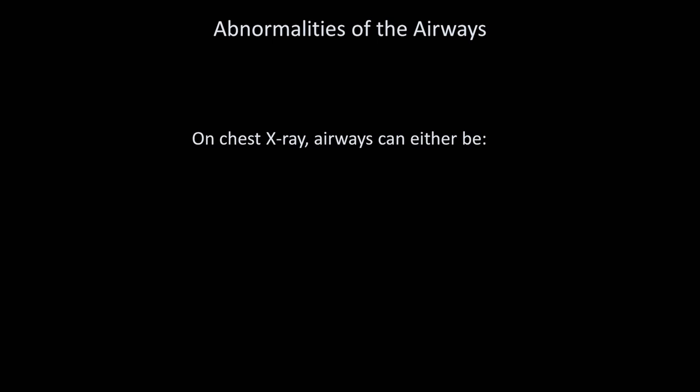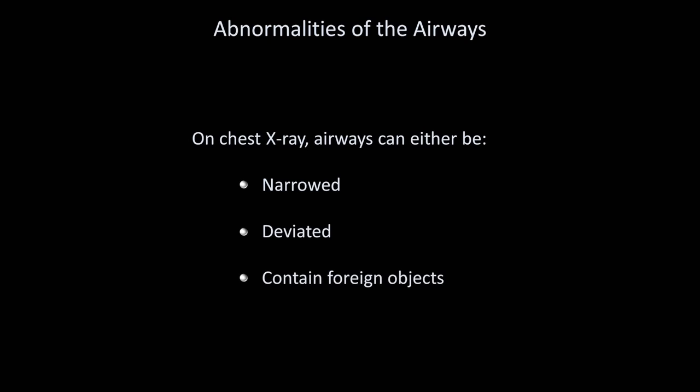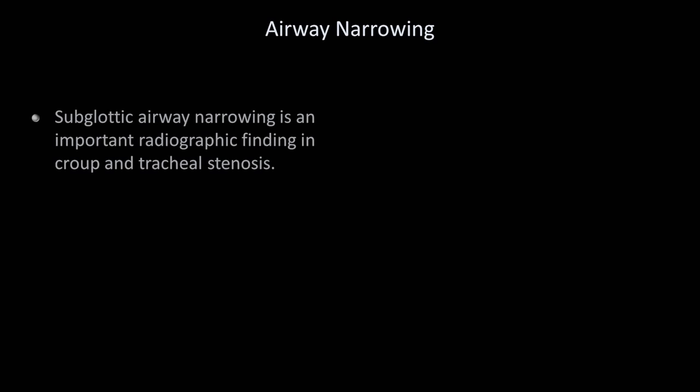On the chest x-ray, the airways can either be narrowed, deviated, or on occasion contain foreign objects. There isn't much to say about airway narrowing, other than the fact that subglottic airway narrowing is an important radiographic finding in croup and tracheal stenosis.